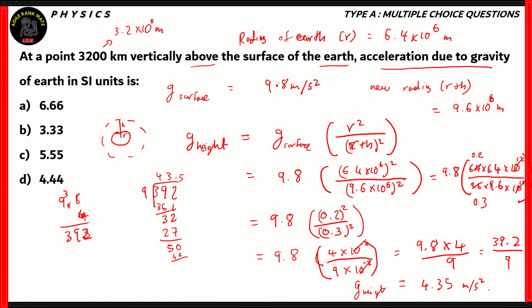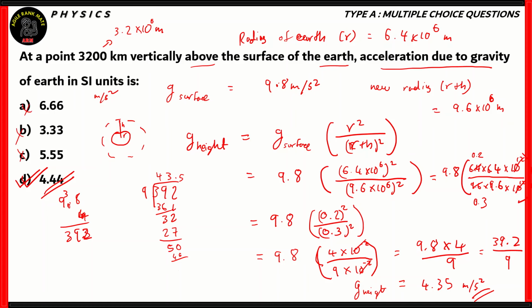Now, the value that we get is very close to option D. That's 4.44 meters per second squared. The SI unit here is again meters per second squared. So option D is the correct option. The other options are incorrect.